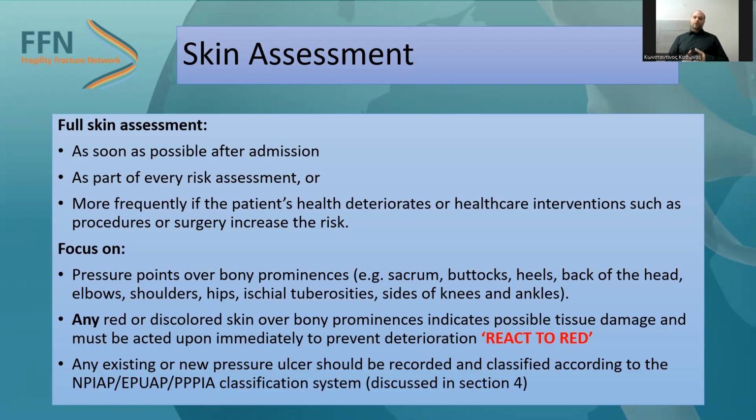Skin assessment should focus on common pressure points over bony prominences, such as the sacrum, buttocks, heels, the back of the head, elbows, shoulders, hips, ischial tuberosities, the sides of knees and ankles. Any red or discolored skin over bony prominences indicates possible tissue damage and must be acted upon immediately to prevent deterioration. In the UK, this has been called the React to Red campaign, and we'll discuss this in the next section. Any existing or new pressure ulcer should be recorded and classified according to the international classification system.